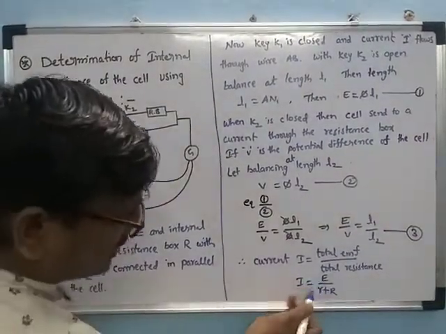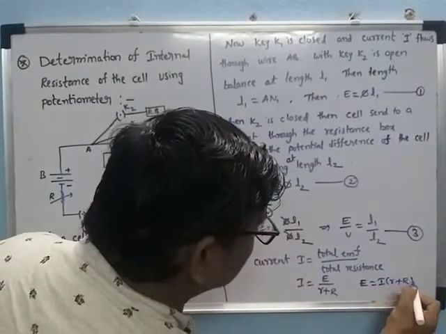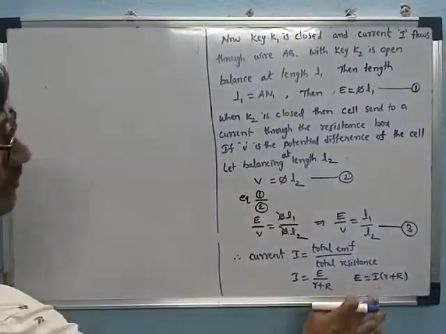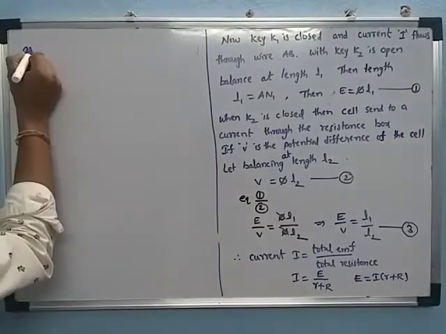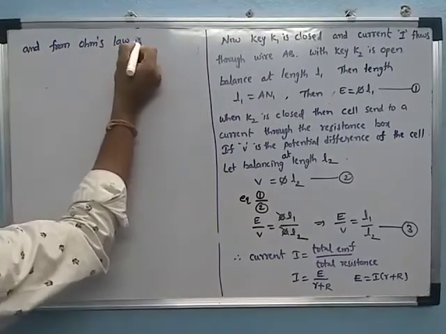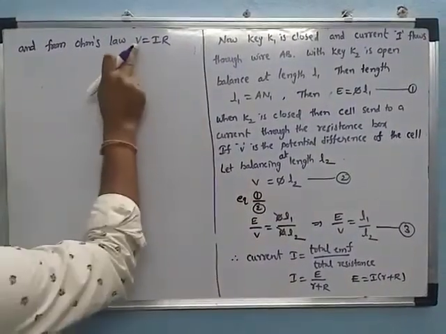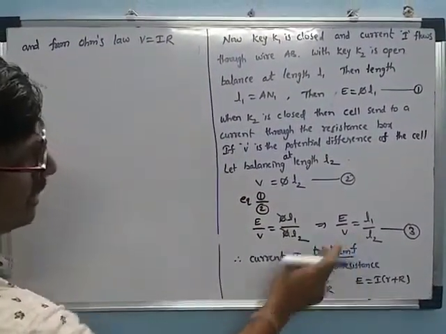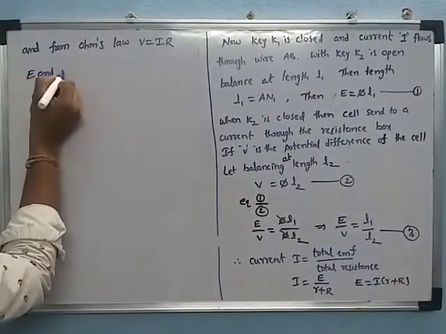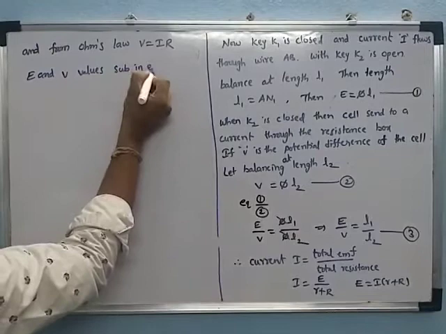Now we can write this E is equal to I into small r plus capital R. And from Ohm's law, V is equal to I into R. Now this V value and this E value, substitute in equation number 3.